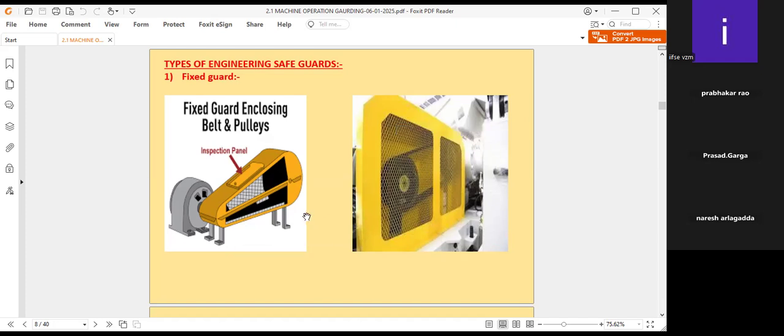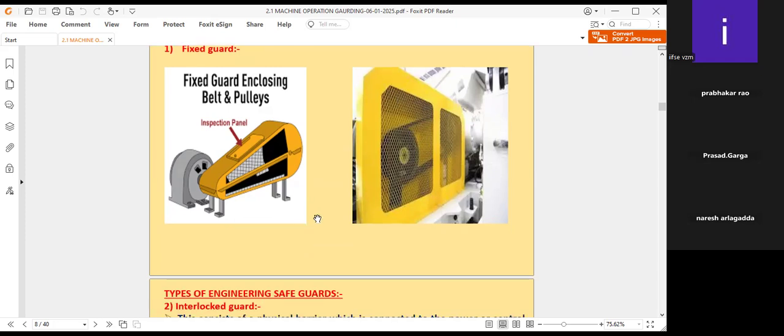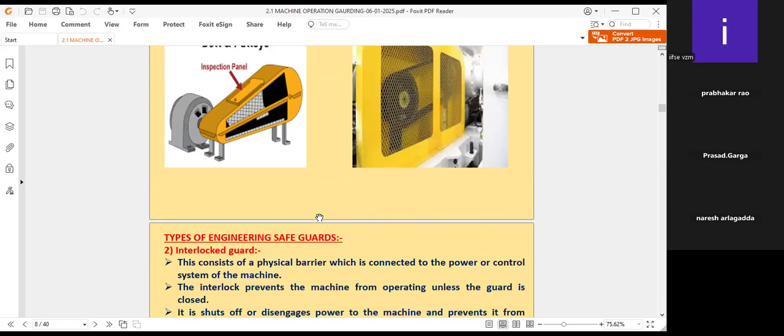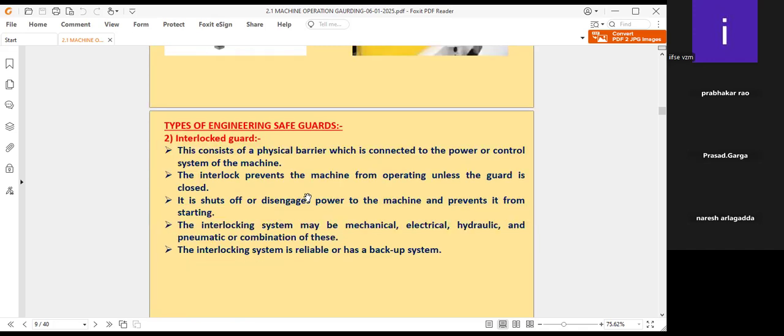Some guards are needed for belts and pulleys and other things, V belts and other things. Normally V belts are very, very dangerous to put your hands near. See that your shirt is tucked in, your sleeves are buttoned, and these things are taken care of. Interlocked guard, nothing to worry. This consists of a physical barrier which is connected to the power or control system of the machine. Nothing to risk, only it is connected to the power control.